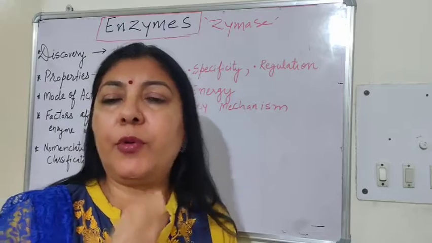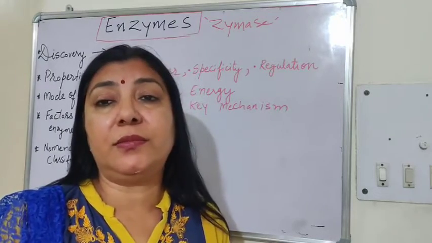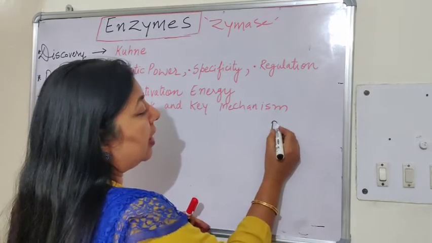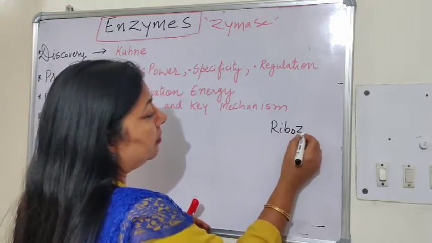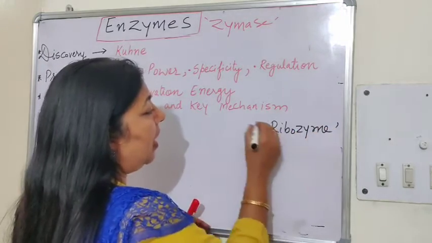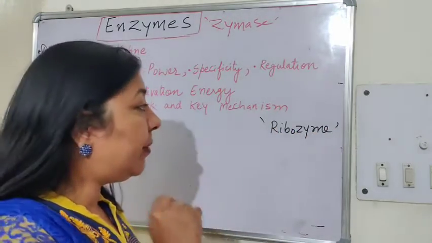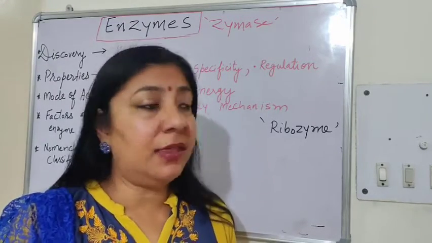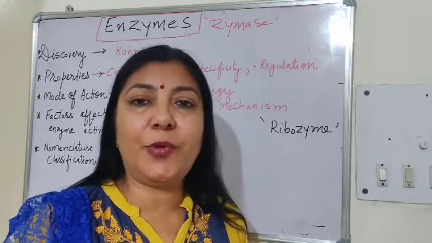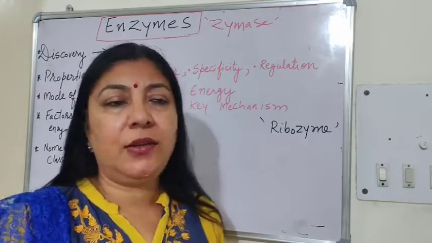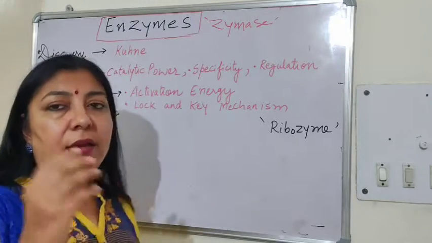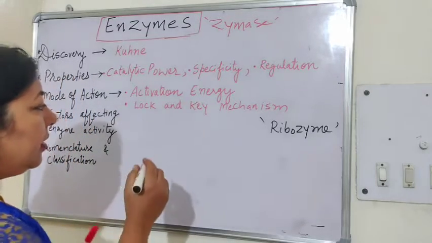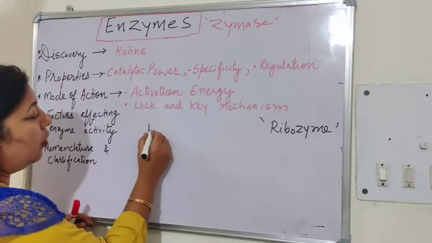Enzymes are all proteins, tertiary proteins, except one enzyme which is known as ribozyme, which is an RNA. Except this ribozyme, all other enzymes are proteinaceous in nature, and they are tertiary, globular proteins. There are certain terms you must know while studying enzymes. One term is called holoenzyme.